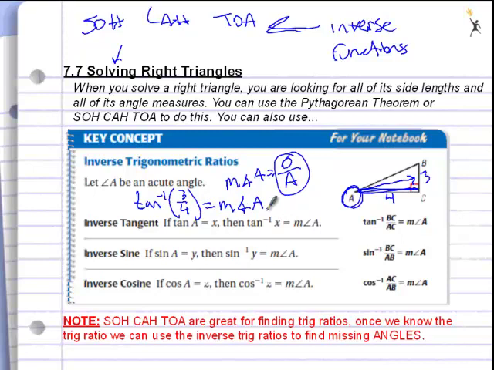Okay? Now, we can practice this with the inverse sine and the inverse cosine. Either way, if you know how to do sine, cosine, and tangent, you're just hitting a different button to find the measure of an angle as opposed to the ratio. You've been hitting the sine, cosine, and tangent button so long, now it should be easy just to flip it over and go to the inverse sine, inverse cosine, and inverse tangent. Note, SOHCAHTOA is great for finding trig ratios. Once we know the trig ratios, we can use the inverse trig ratios to find the missing angles. And let's go ahead and practice that now.